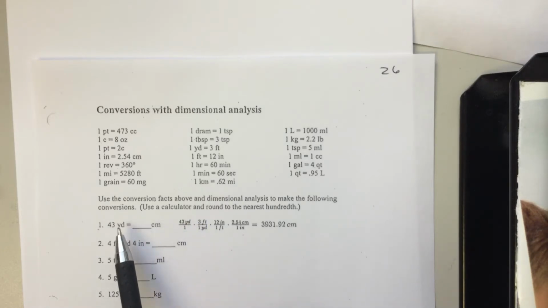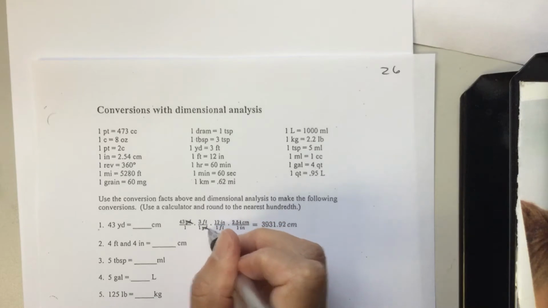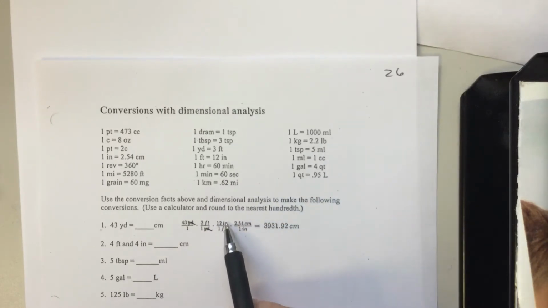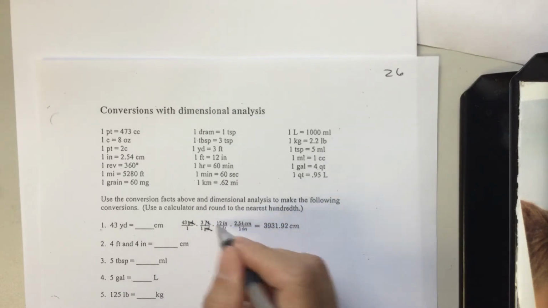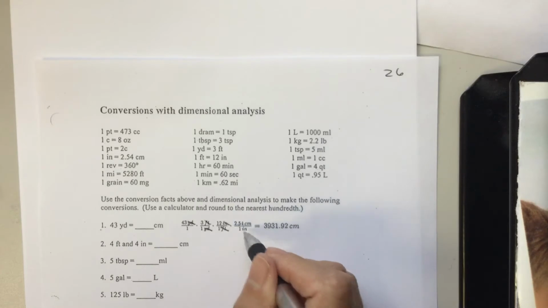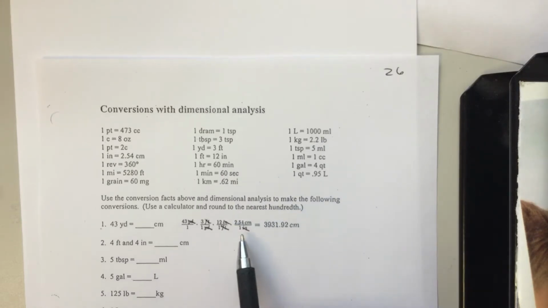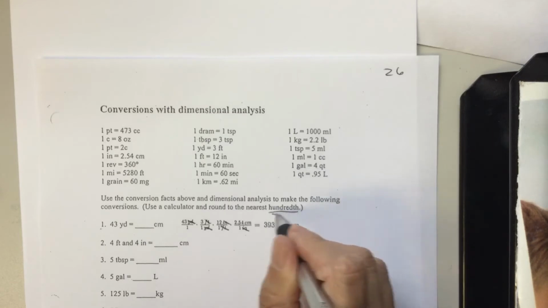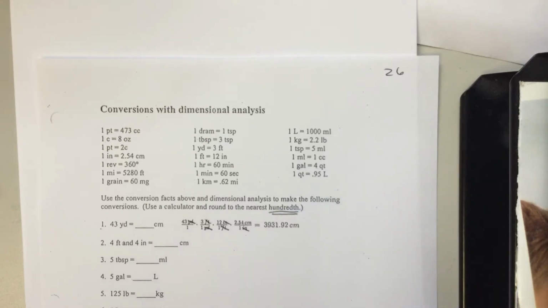Now this was kind of tricky. We had to go yards to centimeters. First they did 3 feet in a yard, so that makes yards cancel. Then they did 1 foot is equivalent to 12 inches, and then your feet cancel. Then we find a conversion from inches to centimeters. That makes your inches cancel. And then we used a calculator to get the answer here. Answers should be rounded to the nearest hundredth, which is 2 decimal places, so make sure you follow your rounding rules.